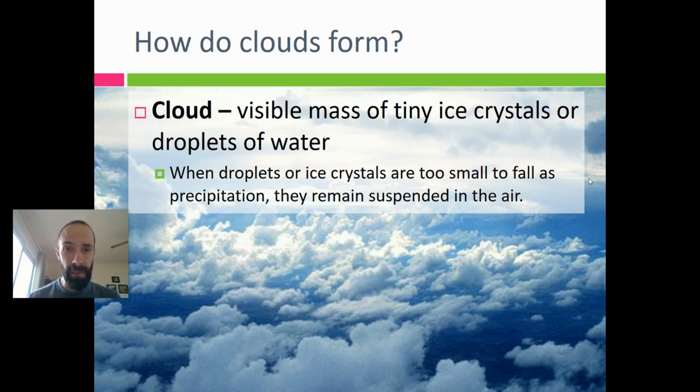Now, as they get heavier, they will start to fall out, and that's obviously what we call precipitation. But they remain suspended until they get big enough, and then they start to fall out. Okay, so again, a cloud is a visible mass because it's actually liquid water droplets or ice crystals.